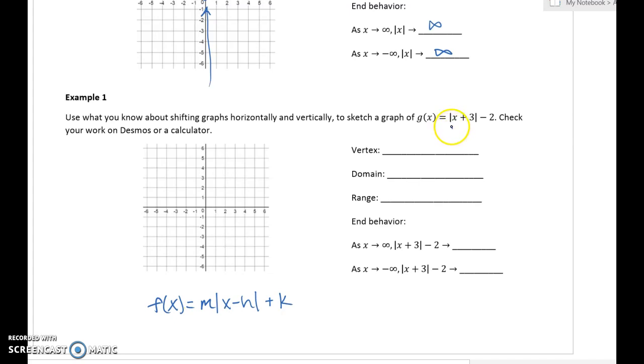So our vertex here, since x plus 3 can be looked at as x minus -3, our h is -3, and our k is right here, -2. So we can plot that. Our domain, always -infinity to infinity for absolute value functions. If we graph it here, our slope is actually just 1, because there's an invisible 1 right there. Up 1 over 1, up 1 over 1, and then the mirror image on the other side, up 1 over 1, up 1 over 1. So there is our graph. So our range now starts at -2, that should be a square bracket, to infinity. Our end behavior is the same, it goes to positive infinity on either side.